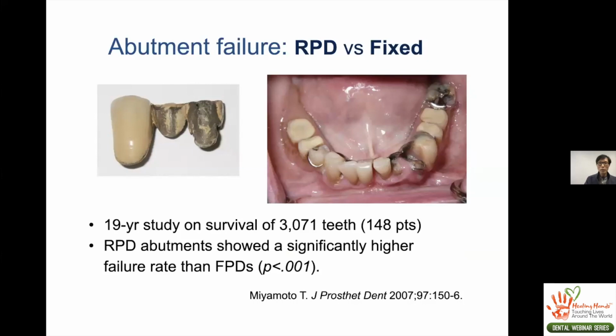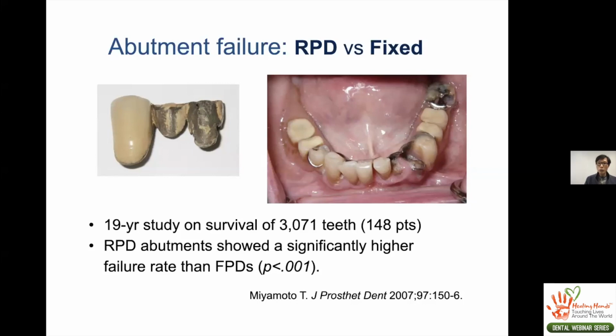First, I'd like to talk about abutment failure, the failure rate of abutments for removable partial dentures compared to fixed partial dentures. This is one study that looked at abutment survival up to 19 years, a retrospective clinical study of almost 3,000 teeth in 148 patients. This study was conducted in Japan, and they found RPD abutments showed a significantly higher failure rate than fixed partial dentures.